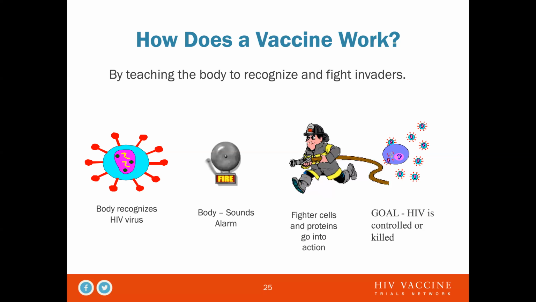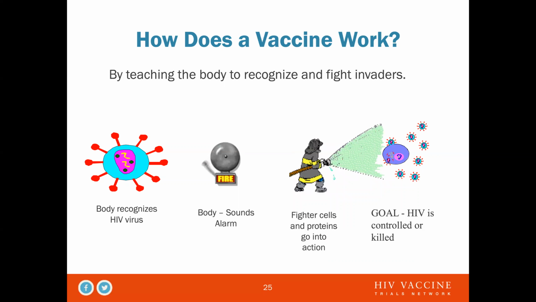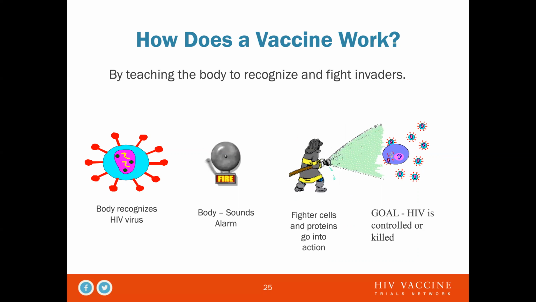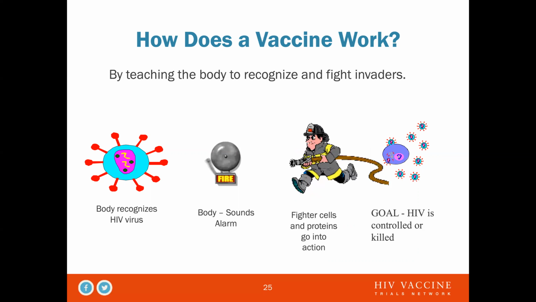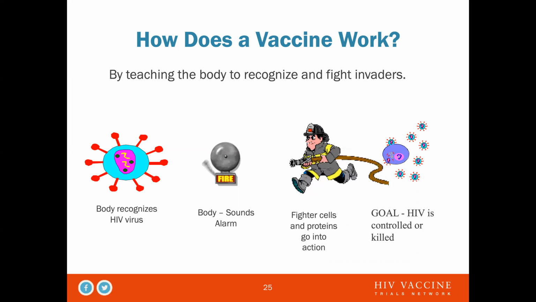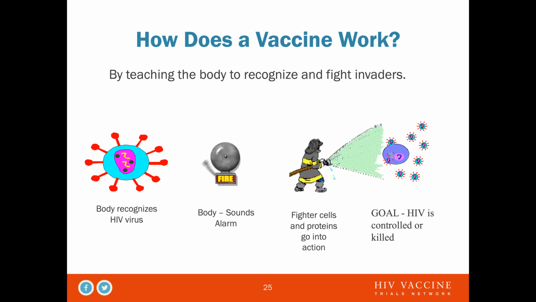So, how does a vaccine actually work? Vaccines work by teaching your body to recognize the virus, sounding the alarm to activate your immune system, instructing your fighter cells and proteins to go into action, with the goal that the virus will be killed or controlled.